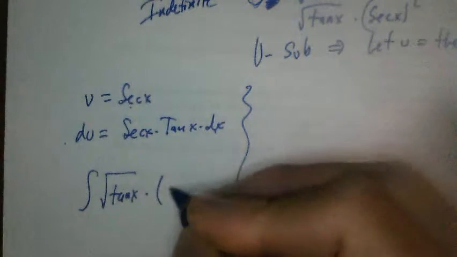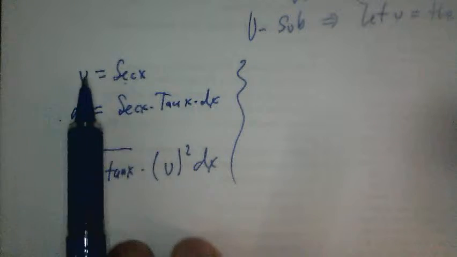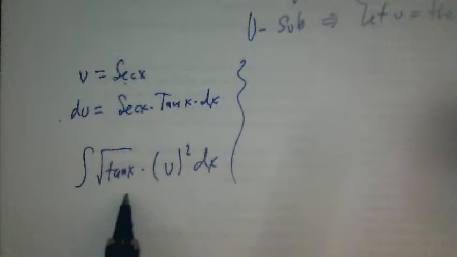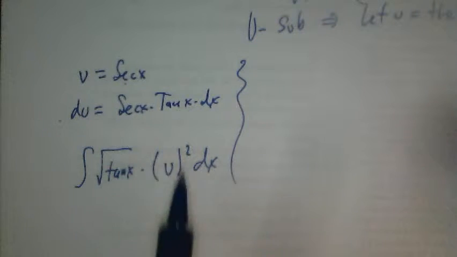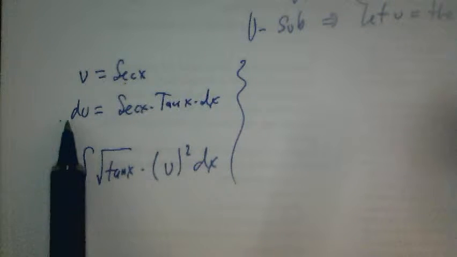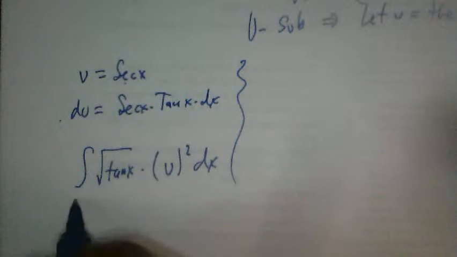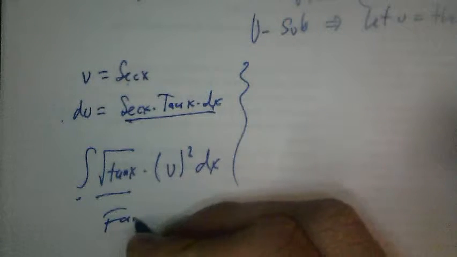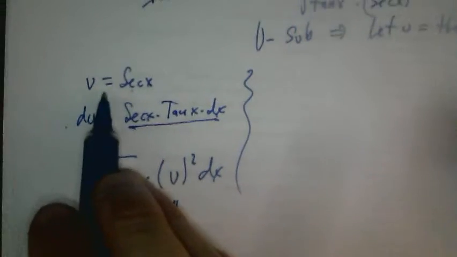Now you can see the problem with letting u be secant x. I did plug in the u, but the point of u substitution is to make it easier to solve, and I didn't really do that. Not only that, du is not here, because I need this dx to become du, which means I need a secant tan, and all I have is the square root of tangent. So our u substitution was incorrect. We made an incorrect choice, so we'll try the other one.